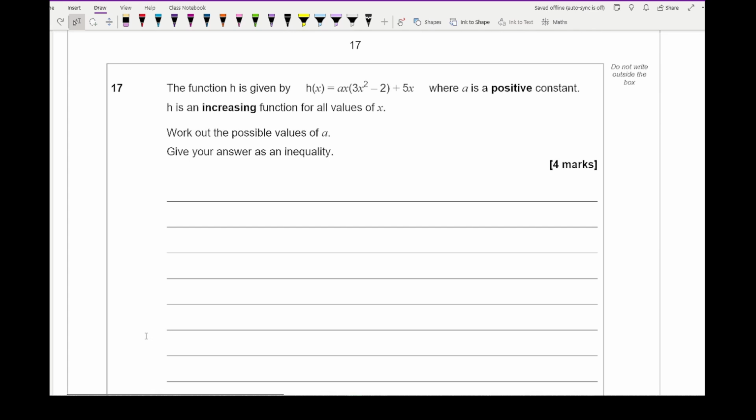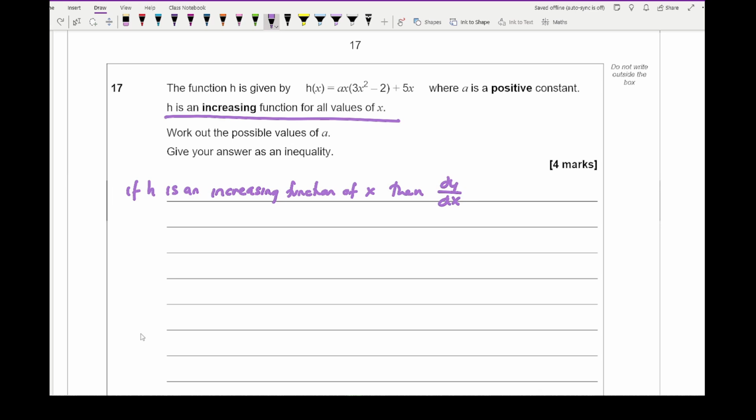Moving on to question 17, it says the function h is given by h of x equals ax multiplied by 3x squared minus 2, plus 5x, where a is a positive constant. h is an increasing function for all values of x. Work out the possible values of a. Now, if h is an increasing function, then dy over dx must be greater or equal to 0.